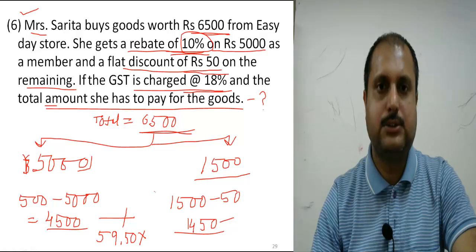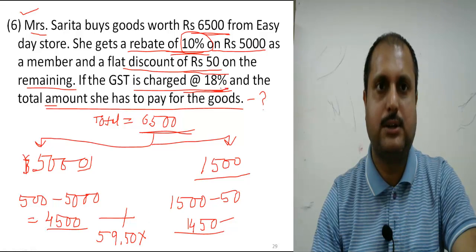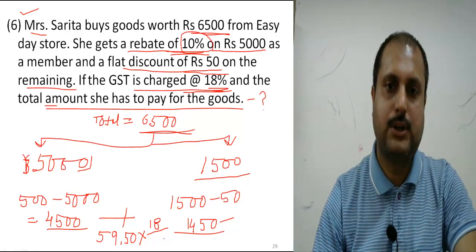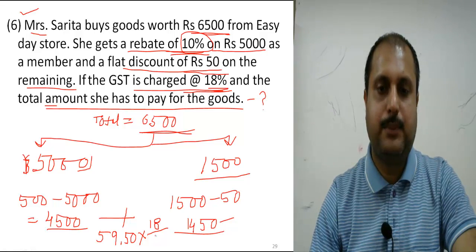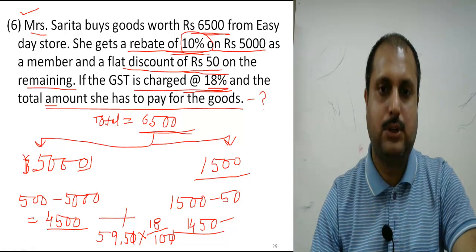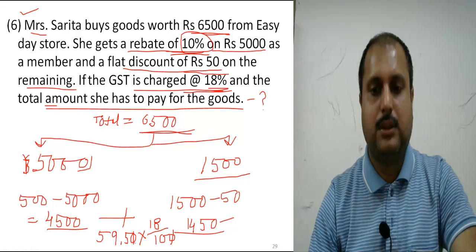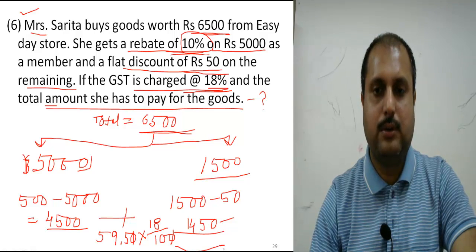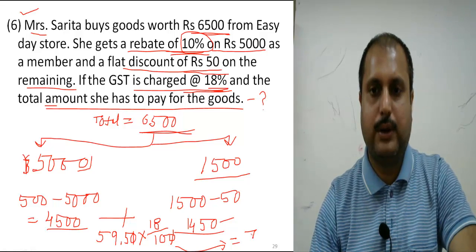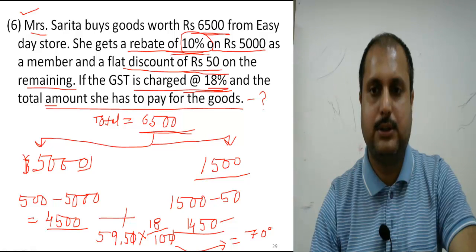Now she has been charged 18% as the GST. So 5,950 would be the total amount after getting all the deductions. 18% is the GST charged on her. So the zeros cancel out. Now the total amount would be, the space here is very less, 1,071. That is the 18%, that means the GST.